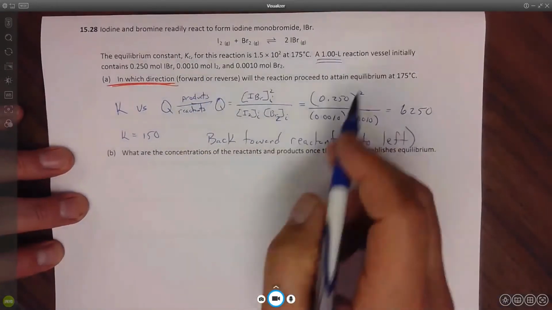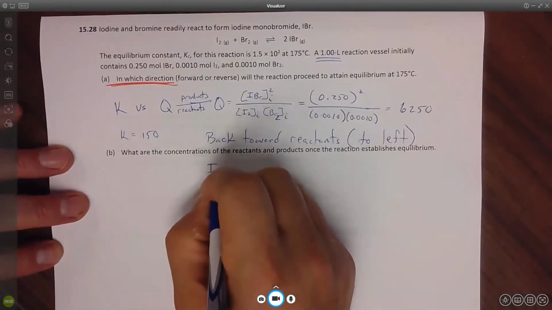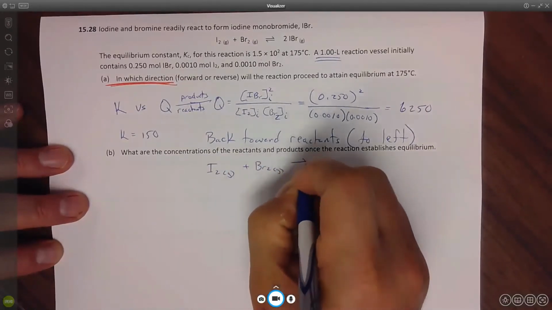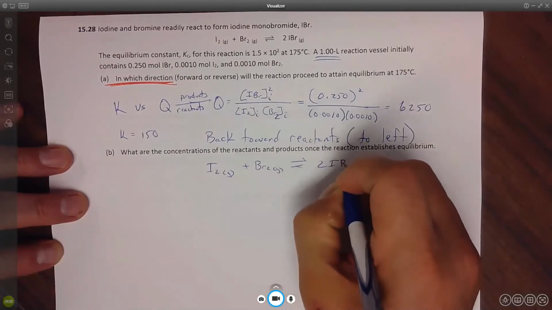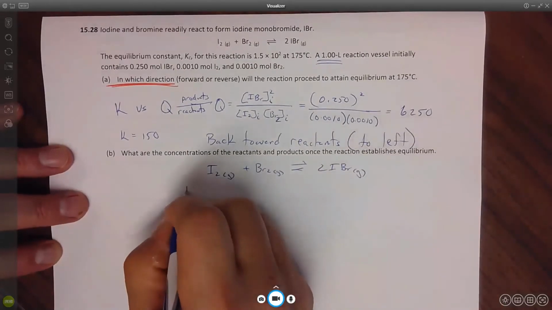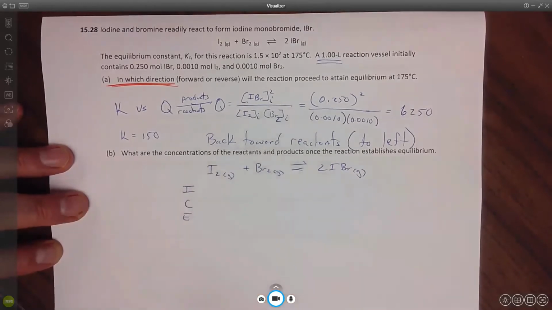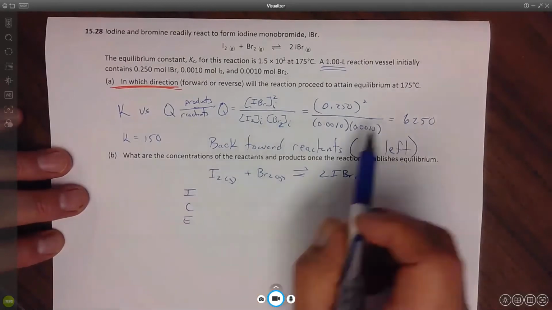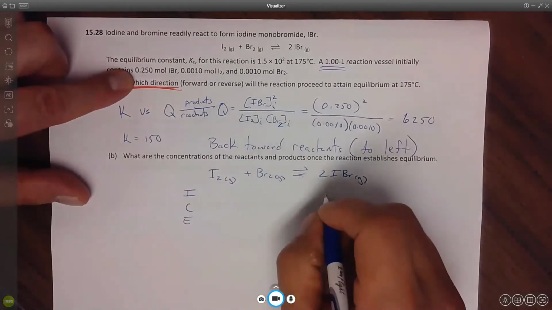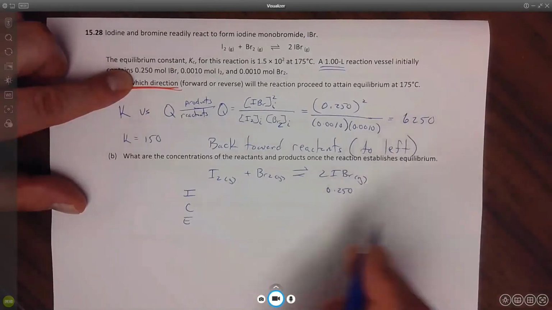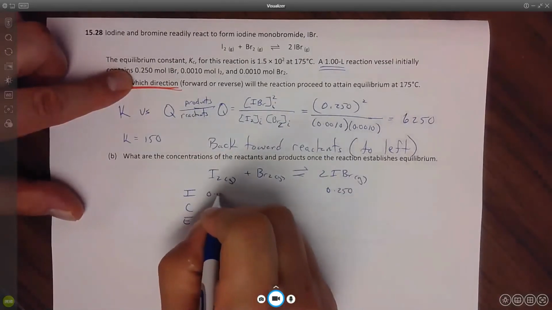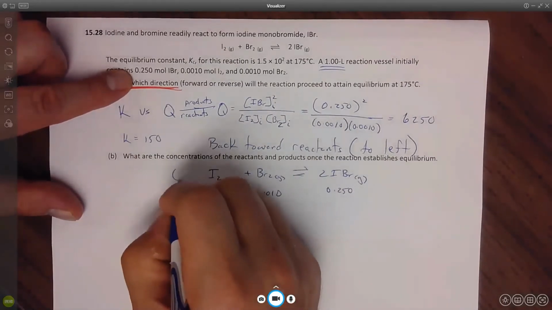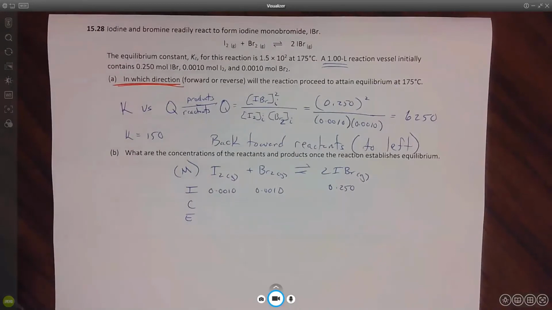So I'm just going to rewrite the equation real quick. We have I2 gas plus Br2 gas in equilibrium with the iodine monobromide gas. Okay, we're going to need the initial, change, and equilibrium. So again, since this isn't a 1 liter reaction vessel, our initial for the iodine monobromide, that's this guy over here, was 0.25. The iodine was 0.001, and the bromine was 0.001. So these are the molarities, the concentrations in terms of molarities.